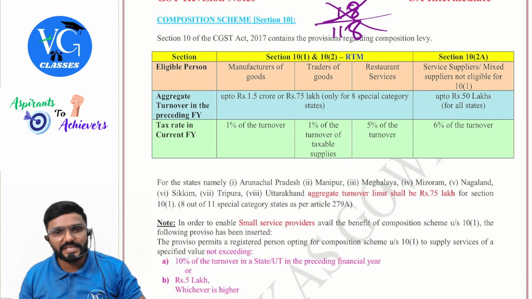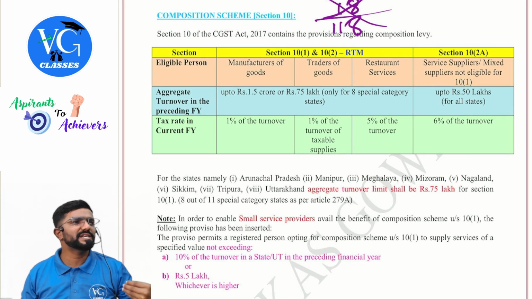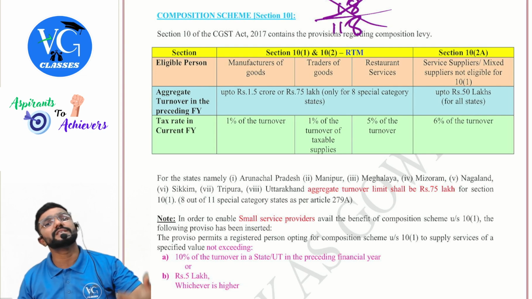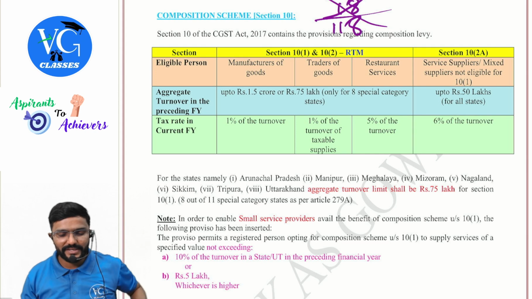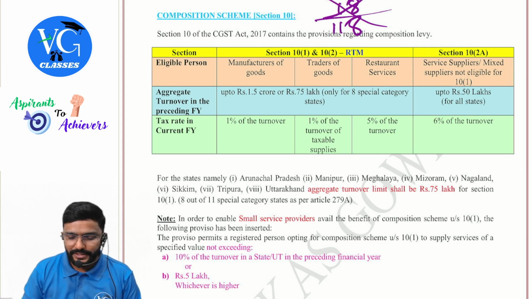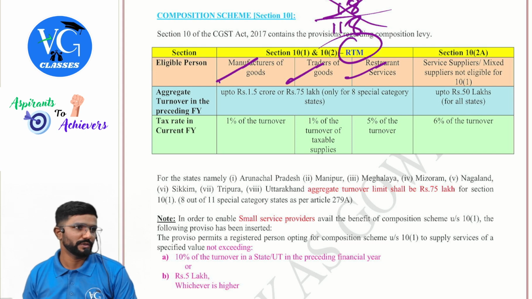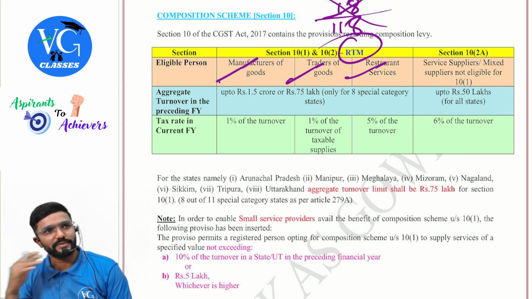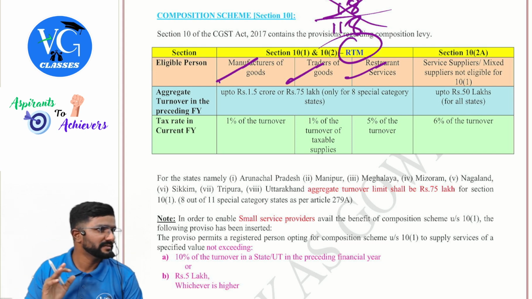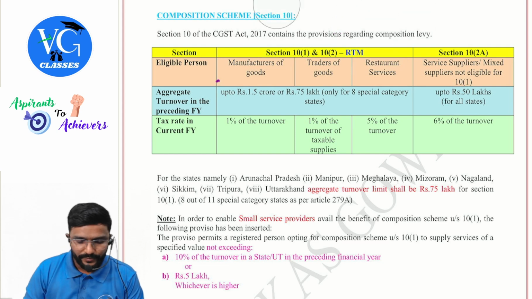Okay. First, we are discussing, there are two composition schemes, guys. One is under section 10.1 and 10.2. Another one is 10.2A. First, we are discussing 10.1 and 10.2. It is available for RTM, guys. That is restaurant services, trader of goods, and manufacturer of goods. Or you can go vice versa also. That is from the beginning to end, MTR. Manufacturer, trader, and restaurant. Okay, so.